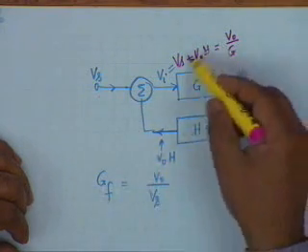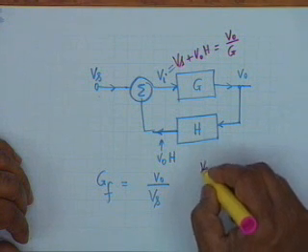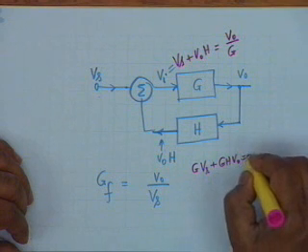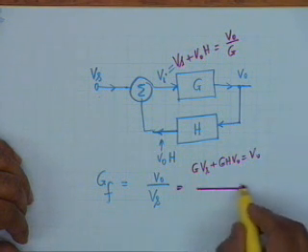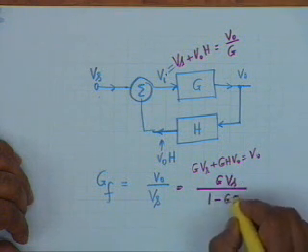Now, if I manipulate this, then you see GVs plus GH V0 is equal to V0, and therefore V0 by Vs shall be simply G divided by 1 minus G times H.